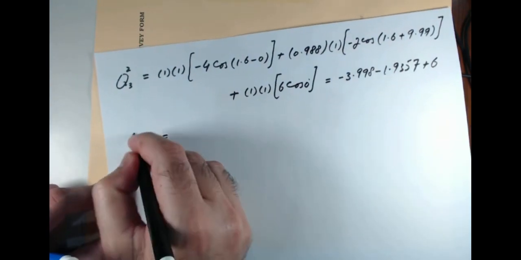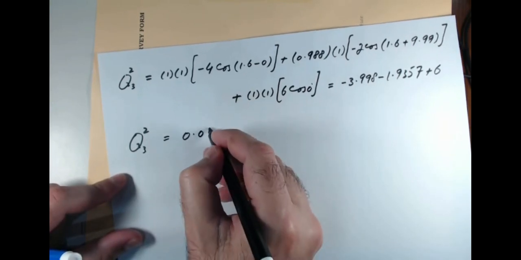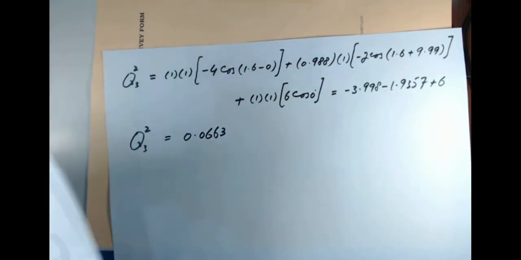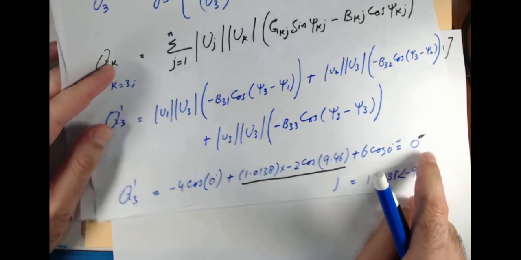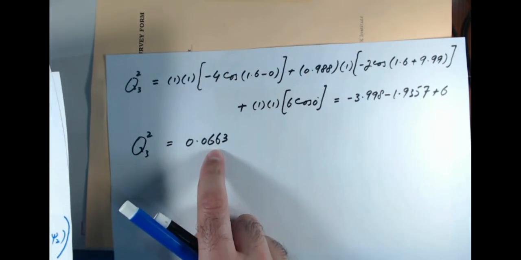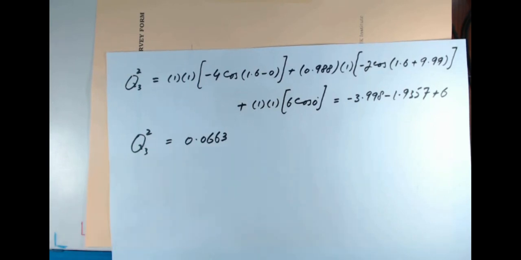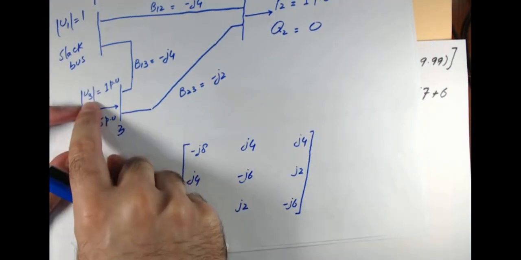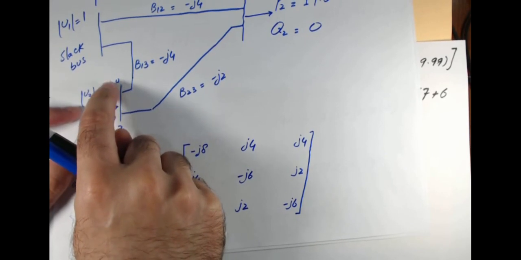So now Q32 becomes 0.0663. If we now compare it with the value that we determined before, for the first iteration it was approximately 0, but now we see here the updated value is 0.0663. And as you remember from the previously delivered material, at the voltage control bus, which is this one, the voltage magnitude remained fixed for any value of the reactive power injected, so that would remain the same value.